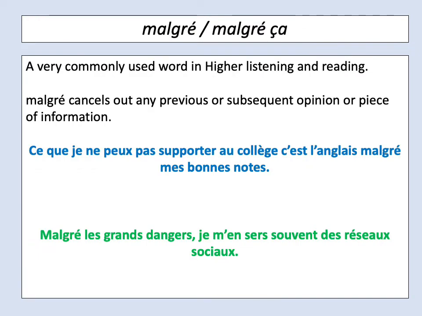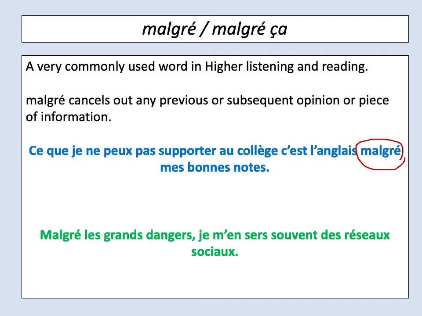So we're going to look at each one individually, which is the approach that I think is quite helpful. And we're going to start with malgré or malgré ça. I'm going to be quite repetitive here because so many of these cancel out the thing that has been said previously or subsequently. But this is a real classic one for higher listening. We had it in the mocks that we did in March time, and we've seen it lots and lots. So generally what happens is something has been mentioned in a positive way or a negative way, giving you one piece of information. The little malgré jumps in and cancels it out.